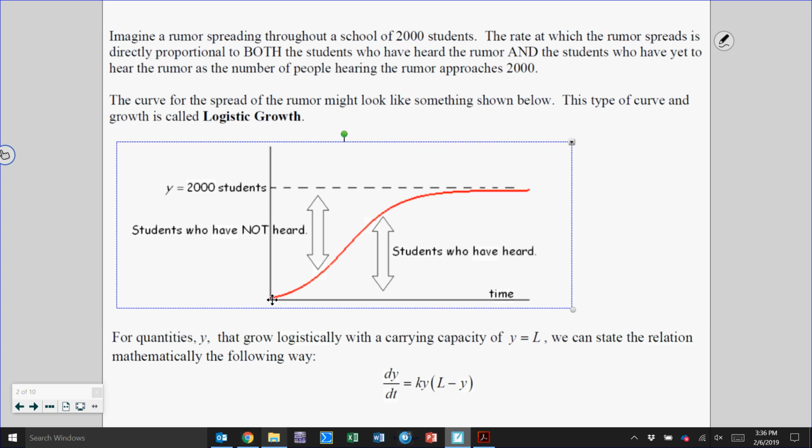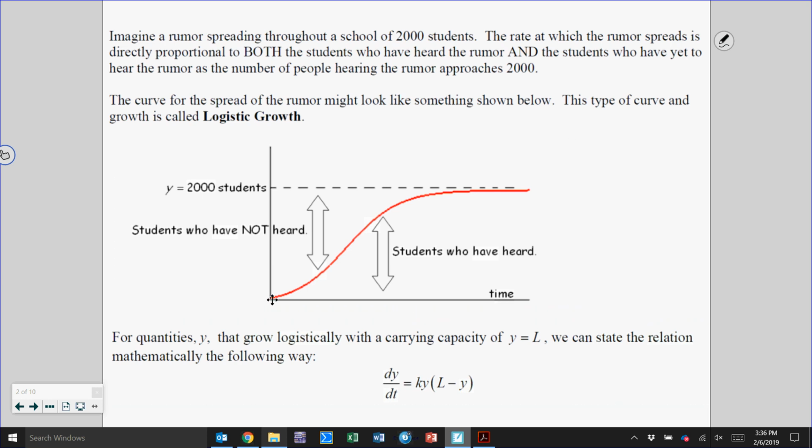And so what we end up with is, because we've said that the rate of the spread of the rumor, the rate of change, is proportional to the number of people who know it, I should say it that way. The number of people who have heard the rumor, that's this value. And it's also proportional to L, where L is going to be the carrying capacity, minus that, the number of people left who don't know the rumor. Okay, so that's where this comes from.